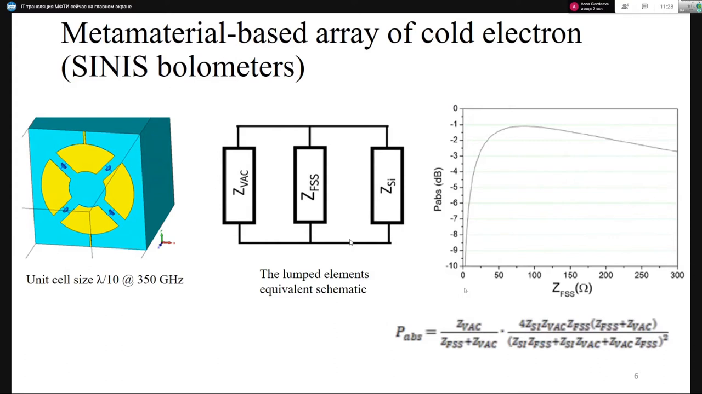So do you need brackets in the title at all? Brackets? Yes, brackets. No. Okay.